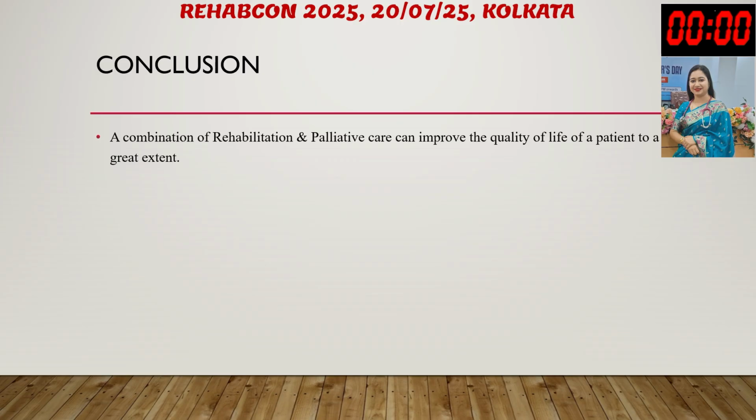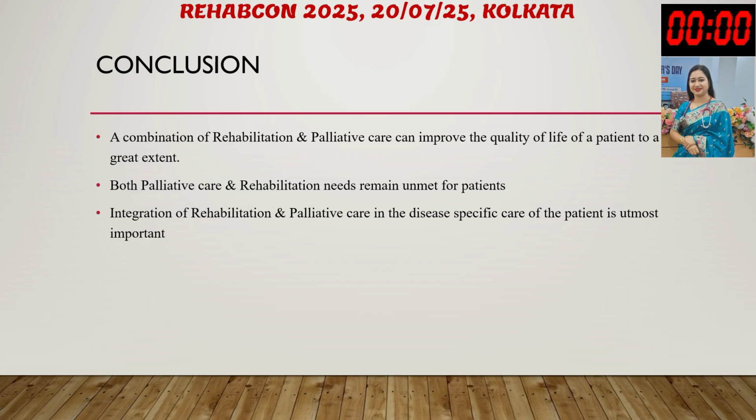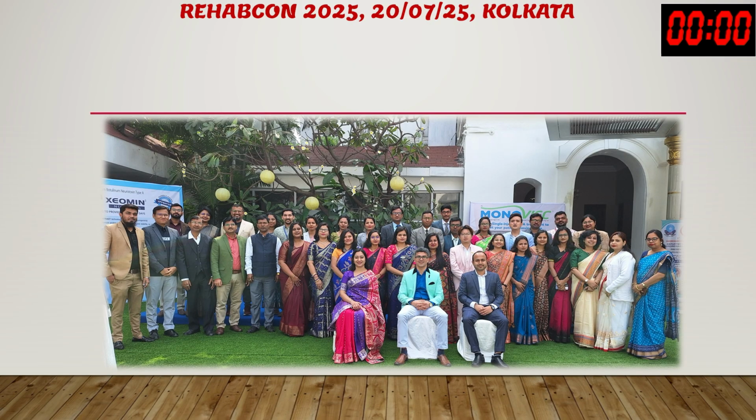To conclude, a combination of rehabilitation and palliative care can improve the quality of life of a patient to a great extent. Both palliative care and rehabilitation needs remain unmet for many patients. Integration of rehabilitation and palliative care in the disease-specific care of the patient is of utmost importance. An interdisciplinary team can overcome these challenges.